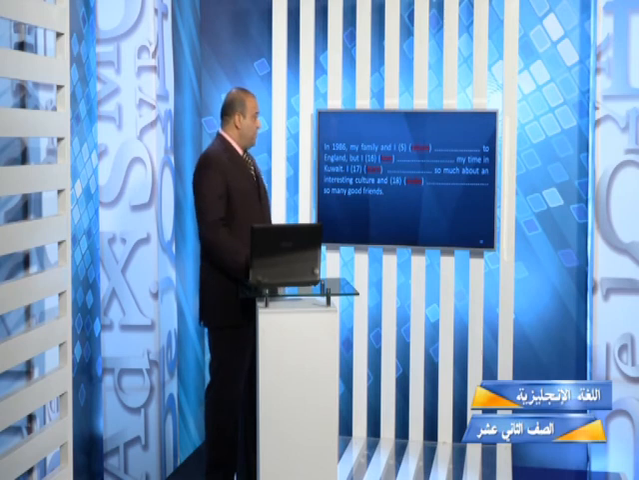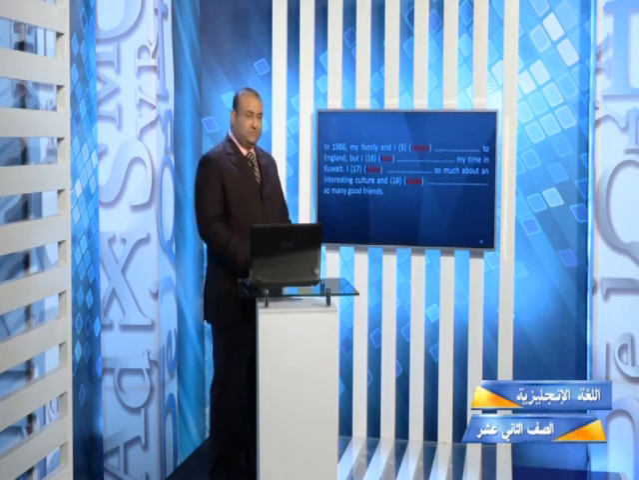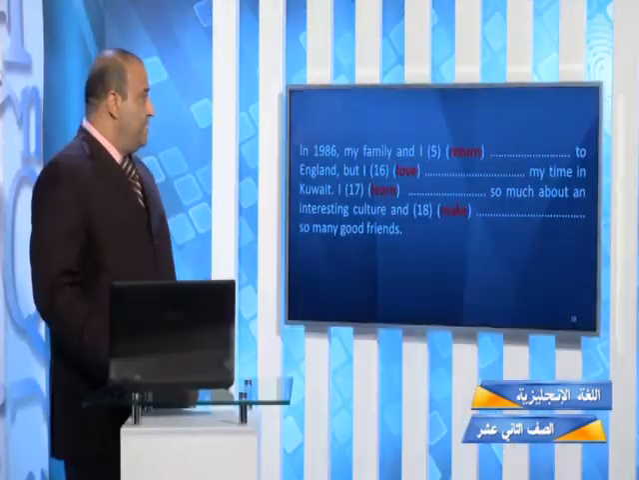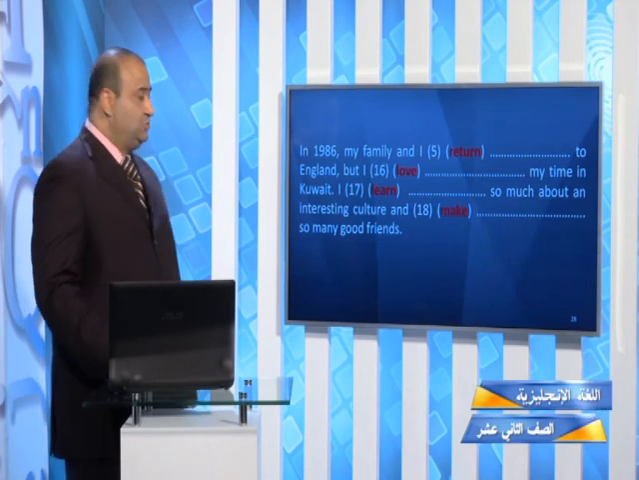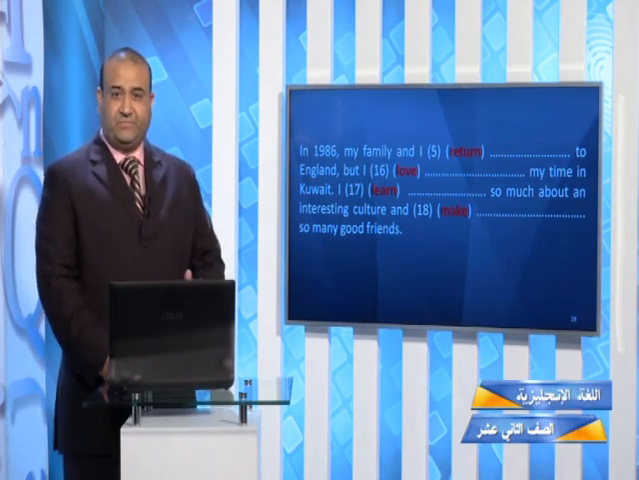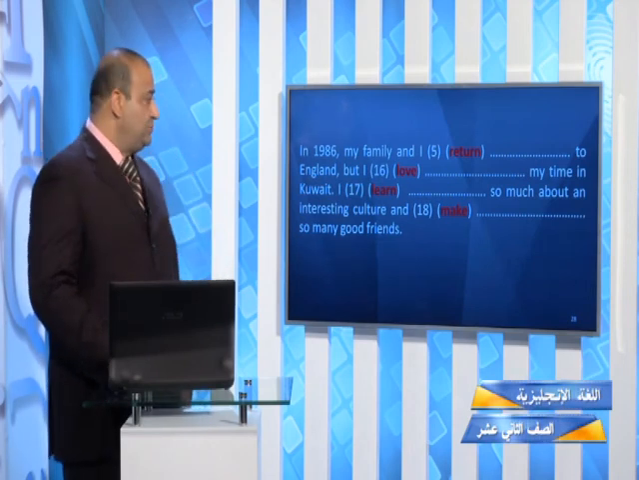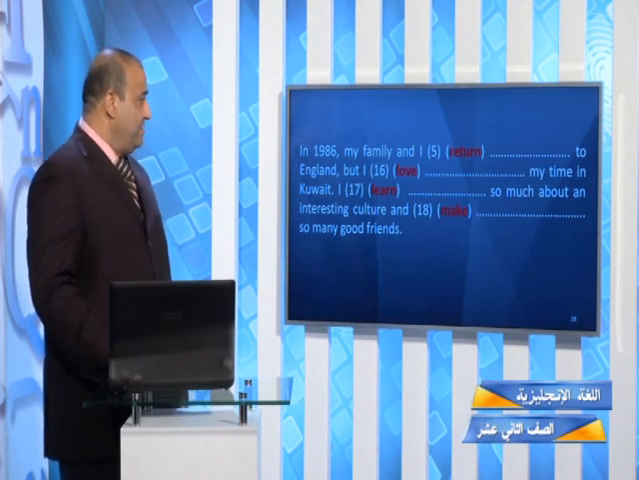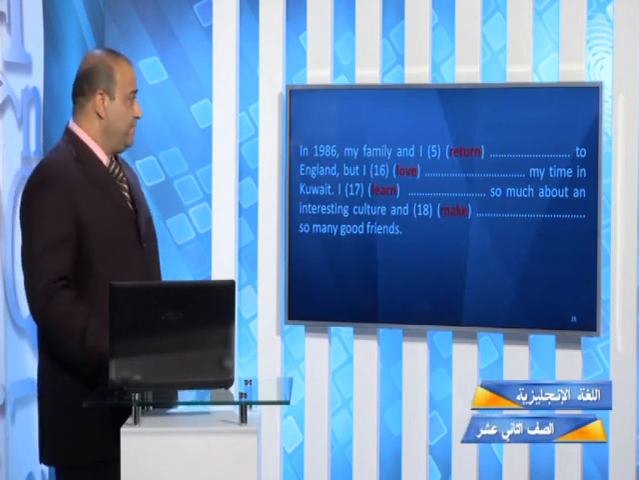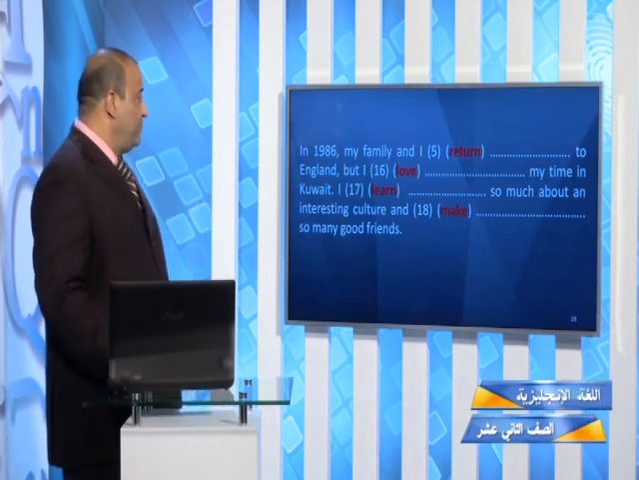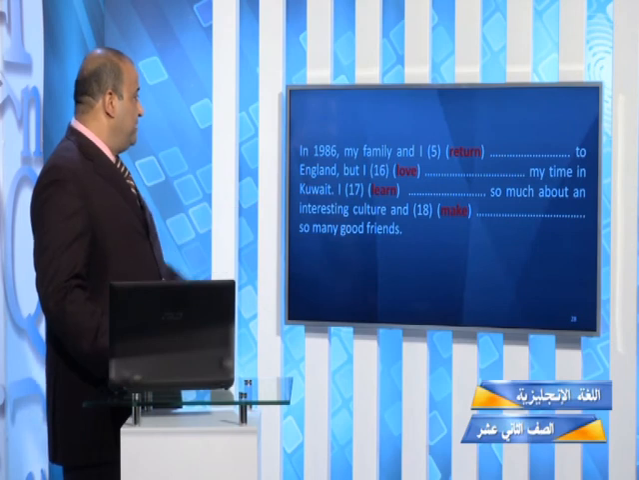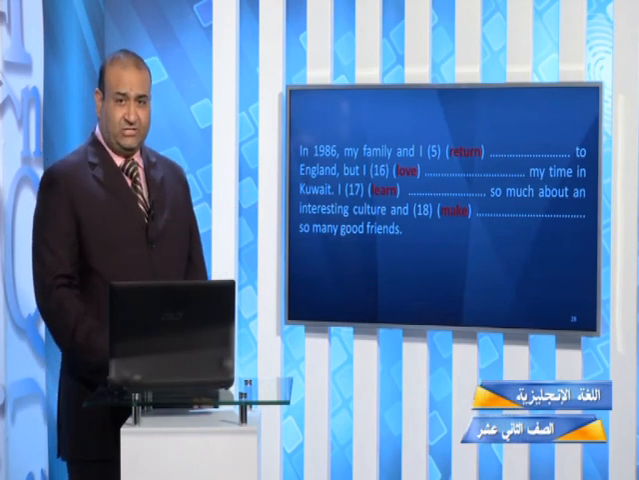We carry on our example. In 1986, so there is a point in time, my family and I, verb to return, to England. So they finished their experience in Kuwait and they returned to England. But I, verb to love, my time in Kuwait. Think about the verb here. We have in 1986, which is extremely important.